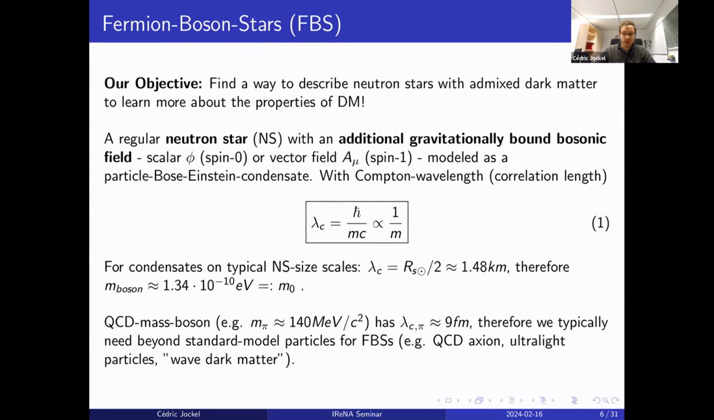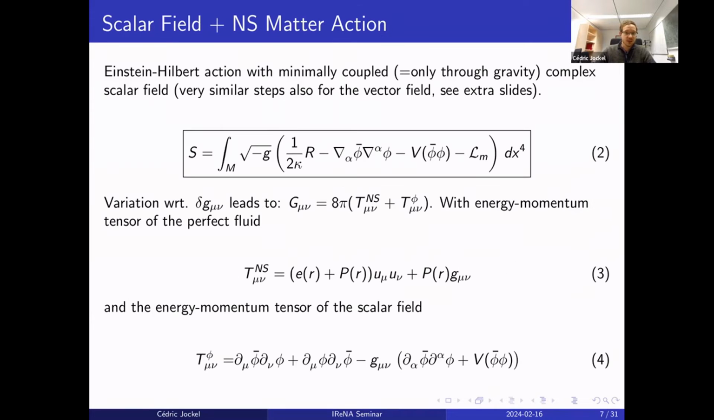Now I get to a little bit of mathematics, but I'll try not to be too long about this. So what are we actually doing mathematically? A neutron star with dark matter, also called a fermion boson star, can be modeled using a gravitational part coupled minimally to a scalar field. Minimally coupling means that the dark matter or the scalar field, or also vector field, only interacts gravitationally with gravity and with the remaining neutron star matter. So you have this action which has curvature in there. Then you have terms regarding the scalar field with some potential. And then you have a matter term which describes the neutron star matter of your fermion boson star.